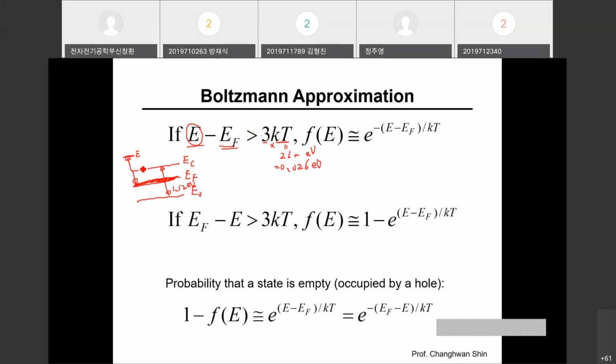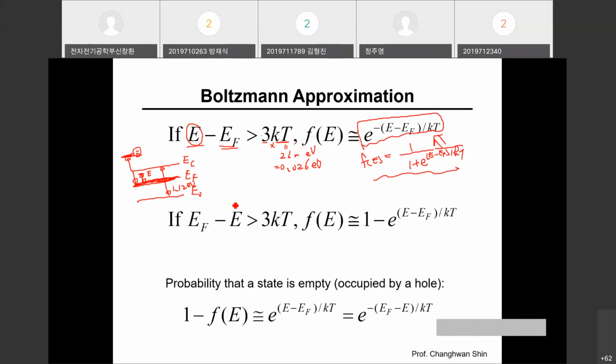0.1 electron volt. So if I'm interested in this energy level, which is away from the mid gap by 3 times kT, then that very complicated Fermi function, if I write it down again here, 1 over 1 plus exponential of E minus EF over kT, this complicated equation can become a simpler format, this one. So how do we derive this simple equation?